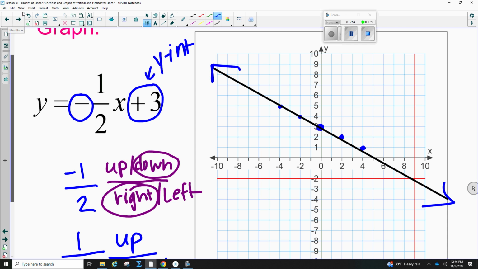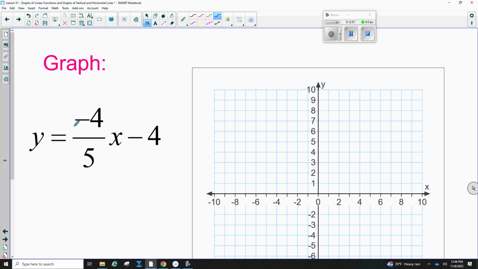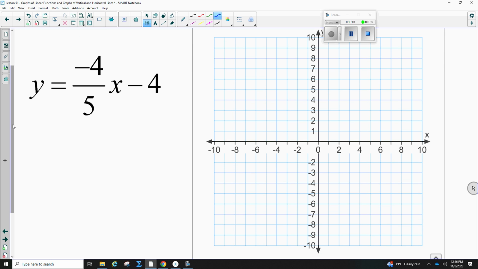I think this is the last one. Here's the last one. Put this equation next to number 6: y equals negative 4/5 x minus 4.